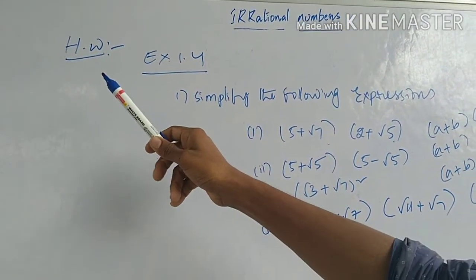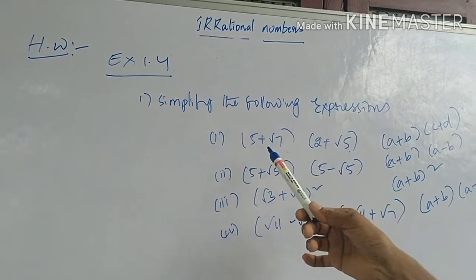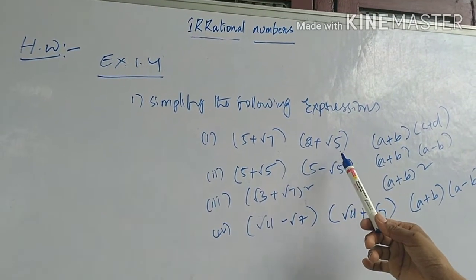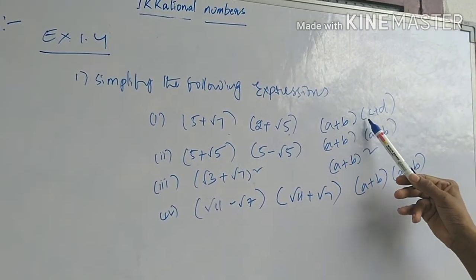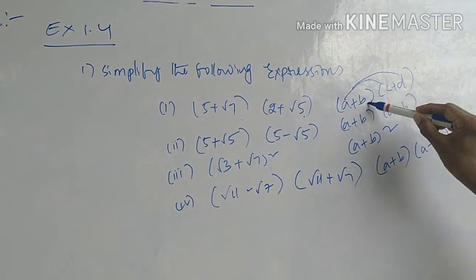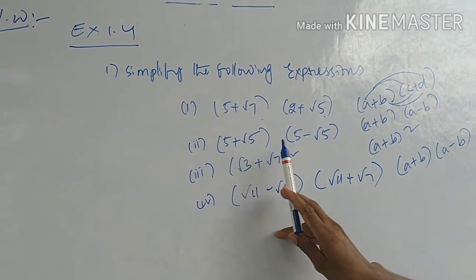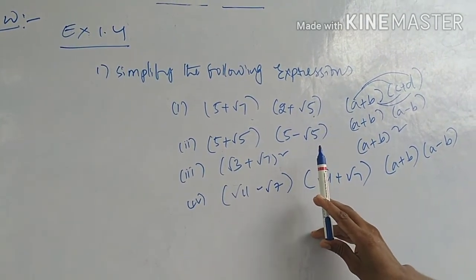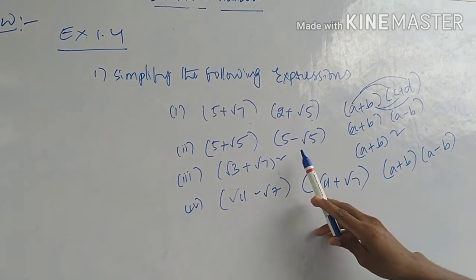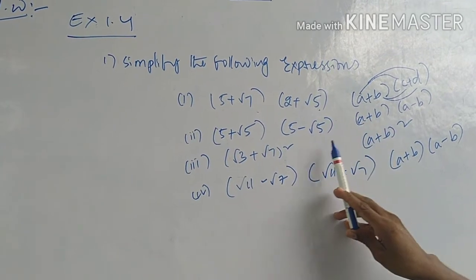Today our homework is from exercise 1.4. Simplify the following expressions. First one, 5 plus root 7 into 2 plus root 5. It is of the form a plus b into c plus d: a into c, a into d, b into c, b into d. Next one, 5 plus root 5 into 5 minus root 5. It is of the form a plus b into a minus b from algebraic identities, so the result is a square minus b square.